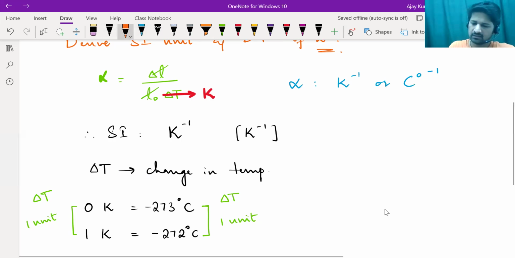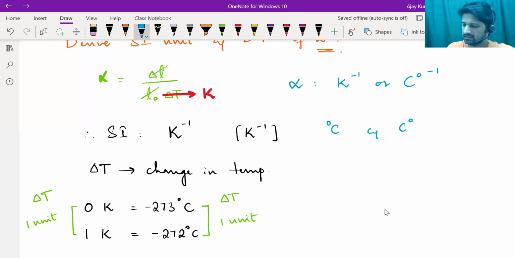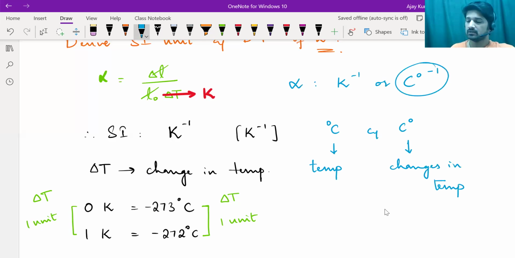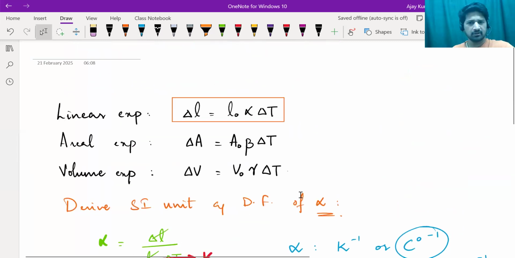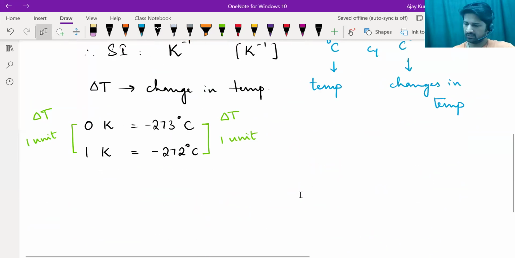But there is a difference between degree C and C degree. C degree, you read it as Celsius degrees or centigrade degrees. This is used to indicate changes in temperature. So if you notice, I have written C degree per Celsius degree here. That indicates per change in temperature on the Celsius scale. And remember, changes in temperature are the same on the Kelvin scale or Celsius scale. So they can write Kelvin inverse or Celsius degree inverse. It's the same. And in our question papers and textbooks, they write degree C inverse. You have to understand that that is also valid.